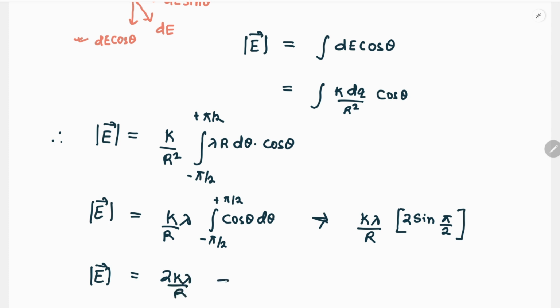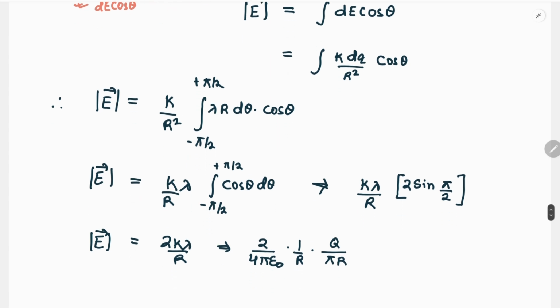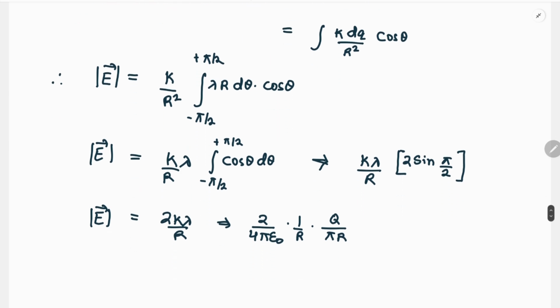If we substitute the values, we can say 2 upon 4 pi epsilon naught into 1 by r, and lambda, the charge upon length, the length being equal to pi r. So the charge per unit length is q upon pi r, and on solving we get q upon 2 pi square epsilon naught r square.